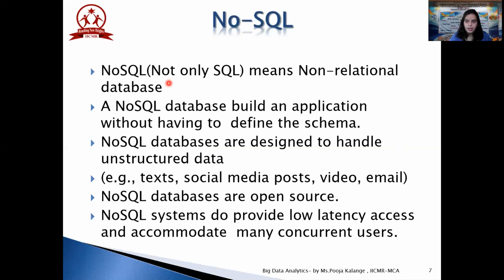In the same way, we have NoSQL, which is a database built with an application, but it does not have a predefined schema. It doesn't have any schema, and that's why NoSQL databases are used to handle unstructured data. For example, we have unstructured data like text, social media posts, video, and email. NoSQL databases are open source. MongoDB, Couch, Cassandra, HBase are some examples of NoSQL databases, which we will be seeing in detail in our capsule program. NoSQL systems do provide low latency access and accommodate many concurrent users.